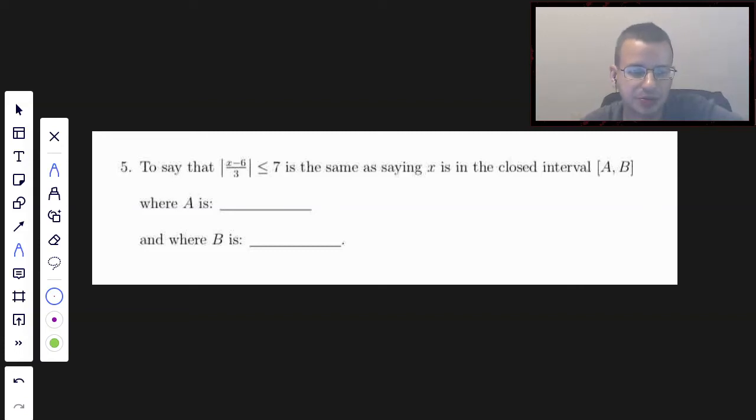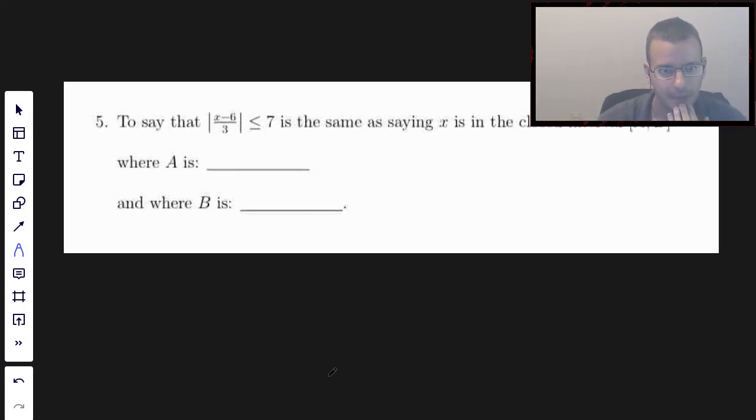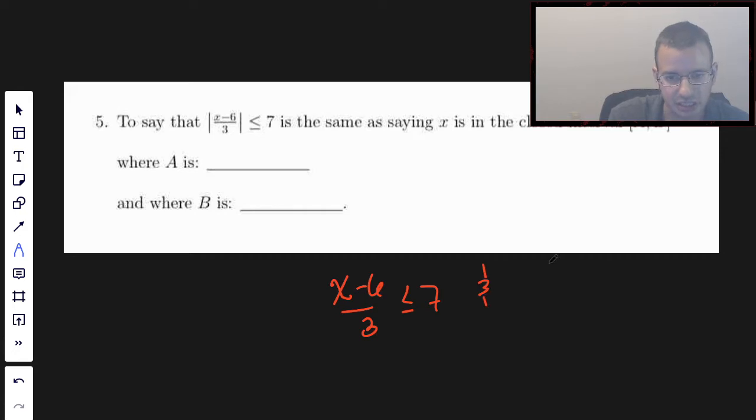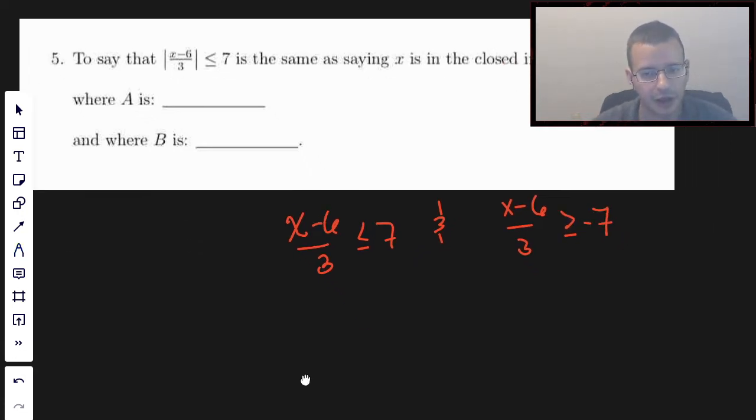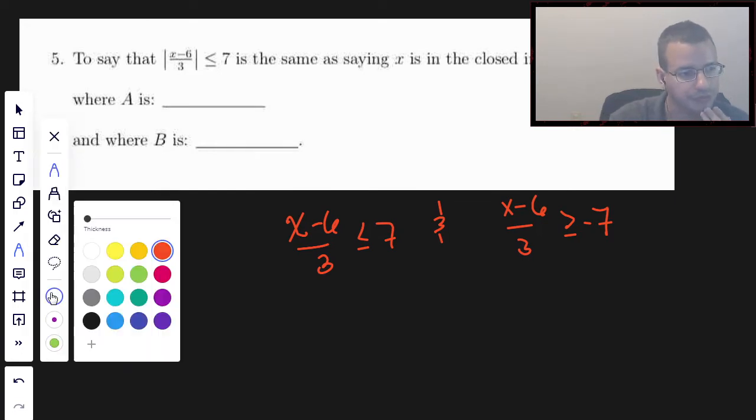To say that the absolute value of the quantity (x minus 6) over 3 is less than or equal to 7 is the same as saying that x is in the closed interval from a to b, where a is this and b is that. From a mathematical point of view, what we need to solve for is (x minus 6) over 3 is less than or equal to 7, and (x minus 6) over 3 is greater than or equal to negative 7. And then we're just going to solve those.